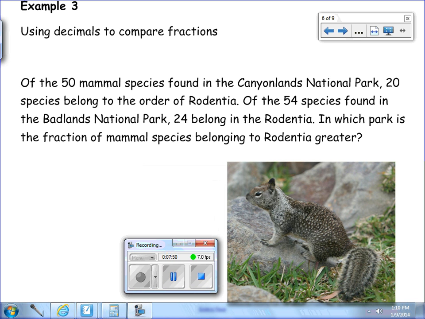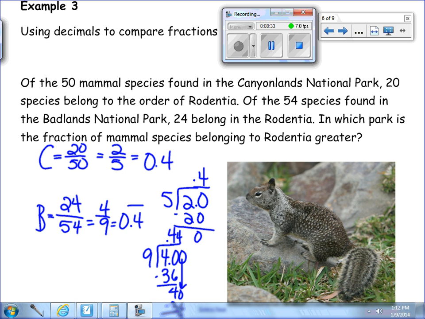Of the 50 mammal species found in the Canyonlands National Park, 20 species belong to the order of Rodentia. Of the 54 species found in the Badlands National Park, 24 belong in the Rodentia. In which park is the fraction of mammal species belonging to Rodentia greater? Now, Rodentia is a type of animal. So we're going to put each of these in ratios or fractions. Then from fractions, we're going to put them in decimals to compare which is the greater.